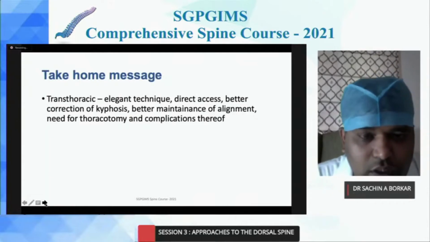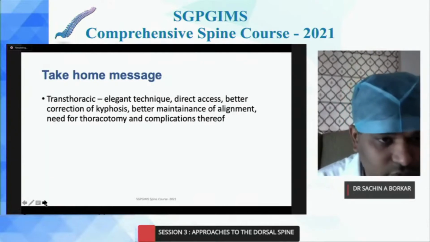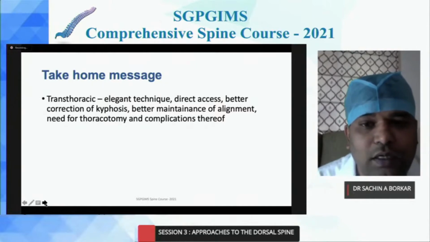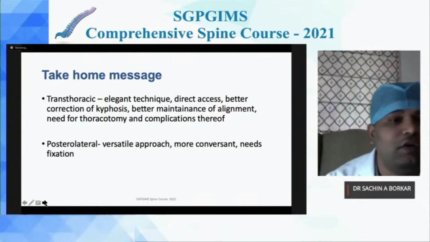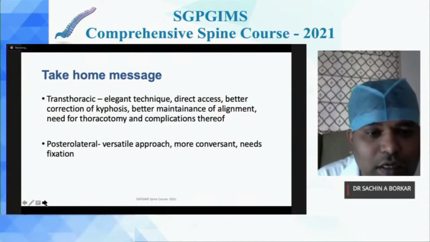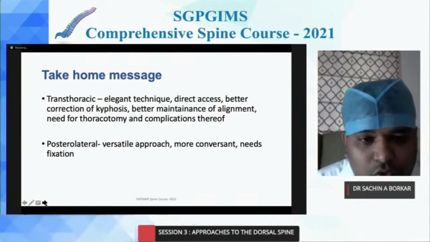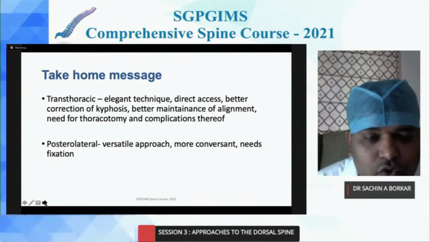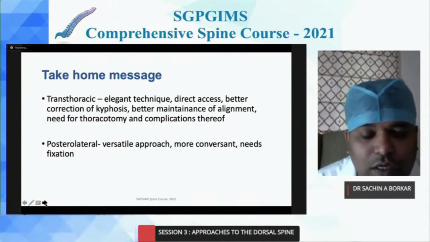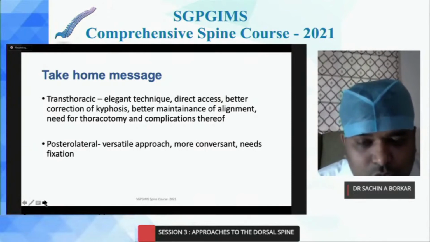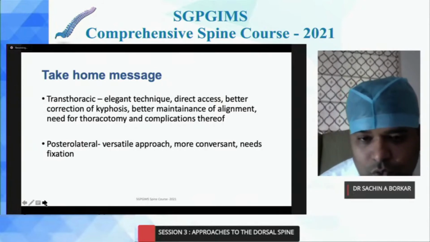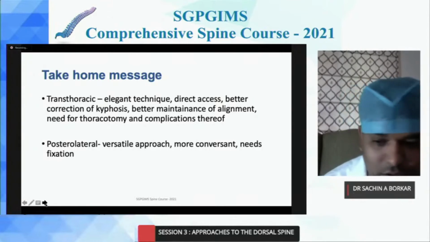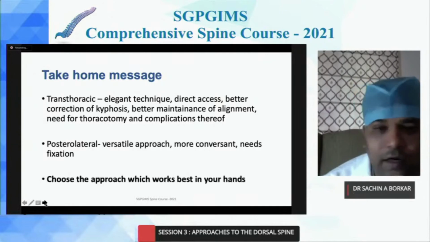Transthoracic is a very good technique, very elegant technique, direct access, better correction of kyphosis, better maintenance of alignment. However, there is a need for thoracotomy and complications thereof. Posterolateral is again a very versatile approach, and now you can do almost everything an anterior approach used to do from a posterolateral approach. And more people are conversant with this approach because of frequent exposures of the spine. However, it needs fixation if you are doing pedicular resection and the extensive anterior job.